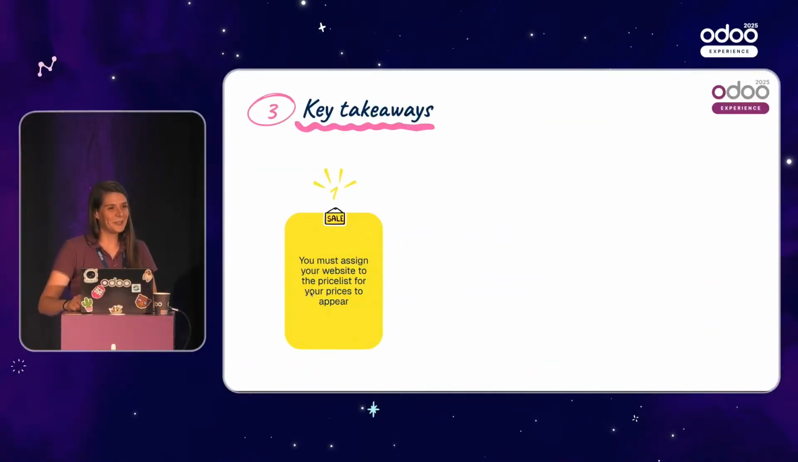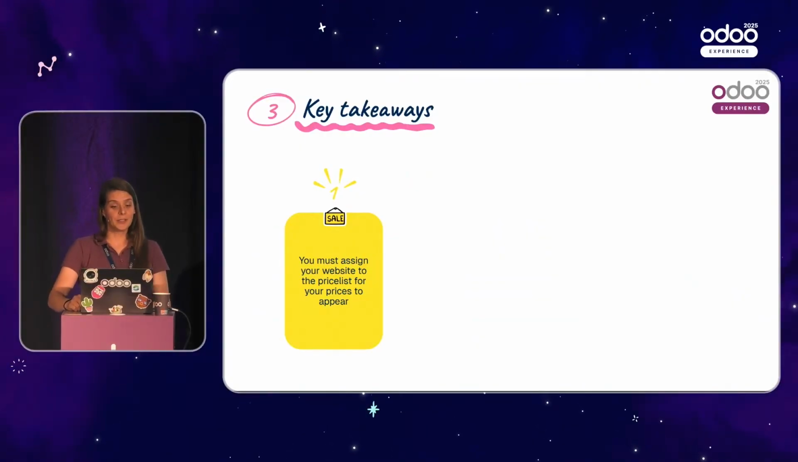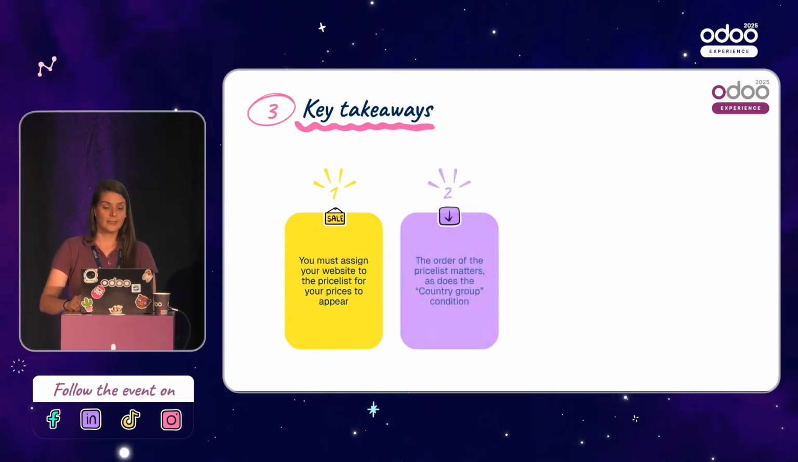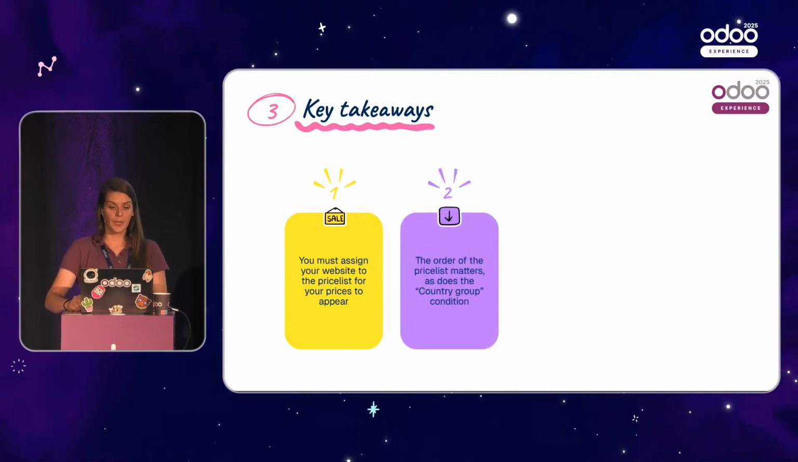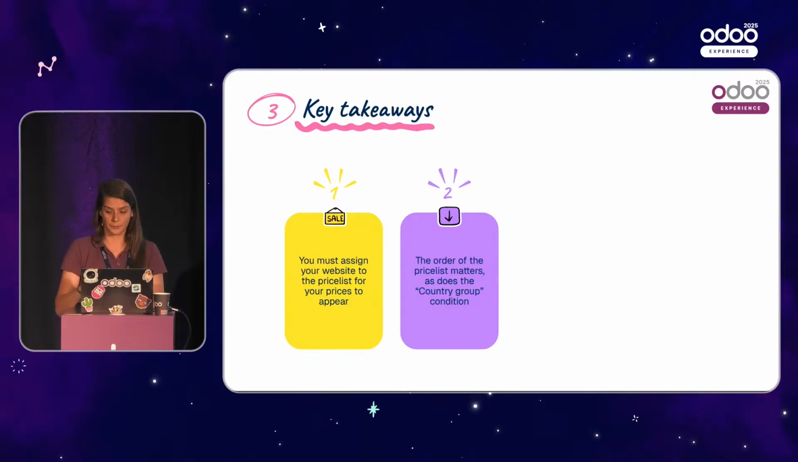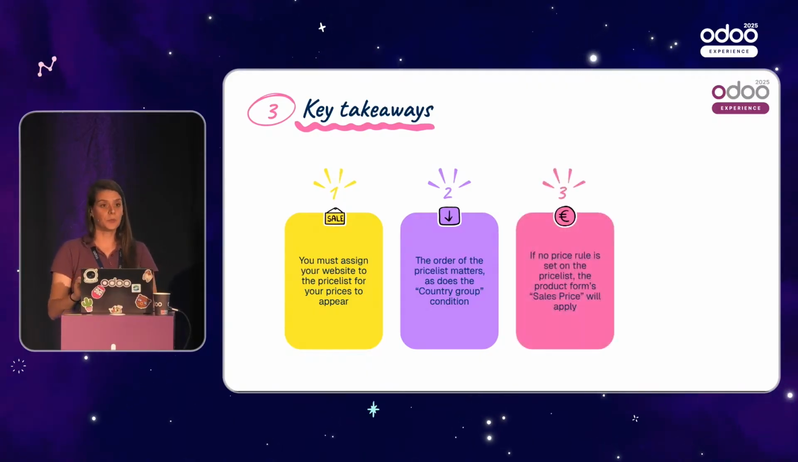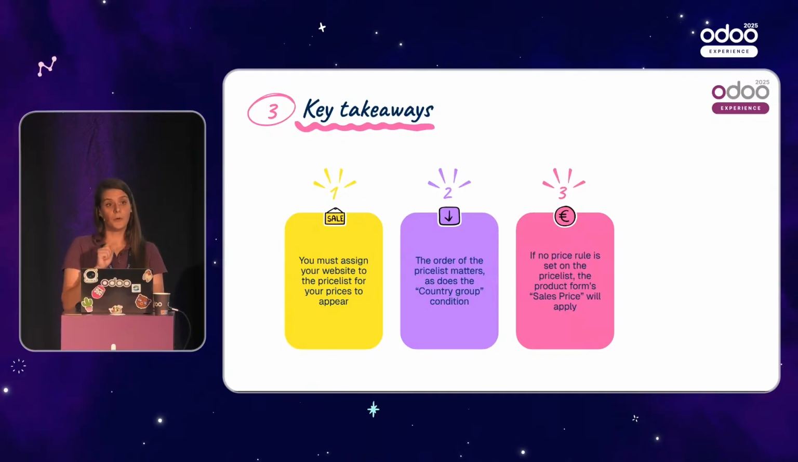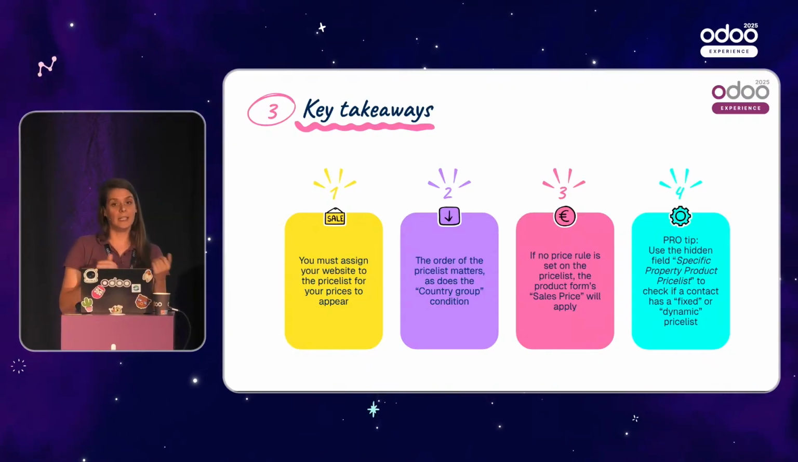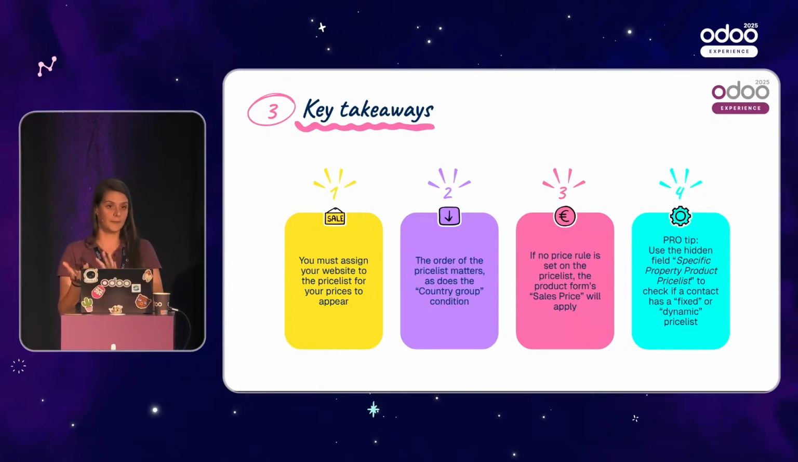All right, what are the key takeaways that I would like you to remember? First, that you need to assign your website to your price list for your prices to show on the website. Second is that the order of the price list matters, but so does the country group, and the country group actually has the priority if it matches the country of your customer. Third, if no price rule is set on the price list, it is the product form sales price that will apply. So if you use a price list for all your products, make sure that they are all covered inside the same price list. And the fourth is just a pro tip that I just gave you, which is to use the hidden field, the technical field, to see if the customer is on a fixed price list or if he is still dynamic.